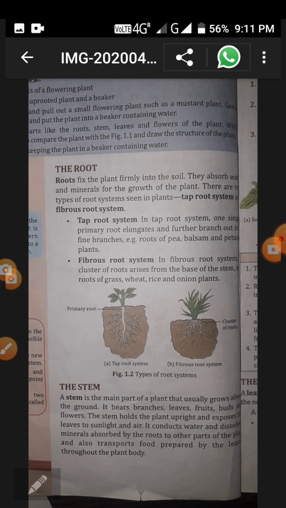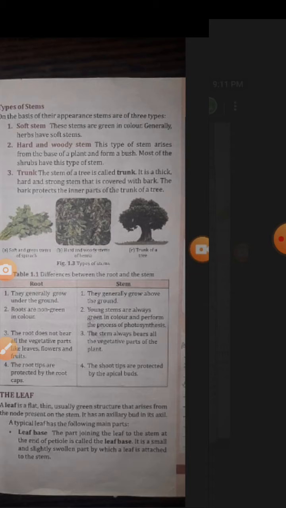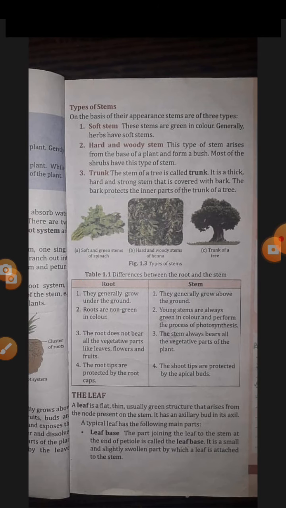Next, we are moving on to the types of the stems. There are three types of stems. Soft stems. These stems are green in color.